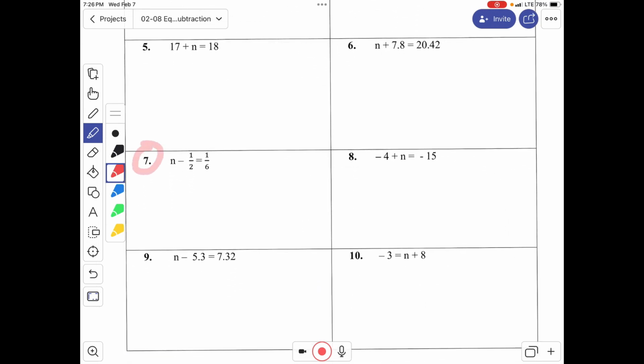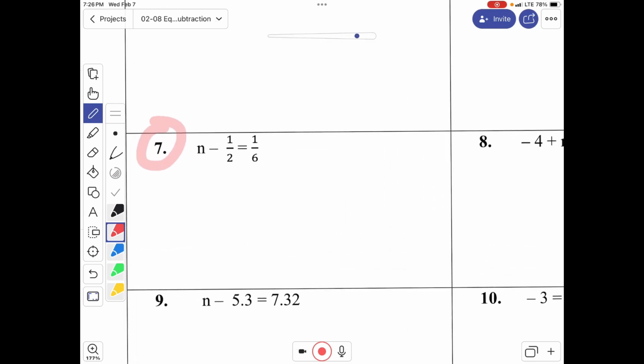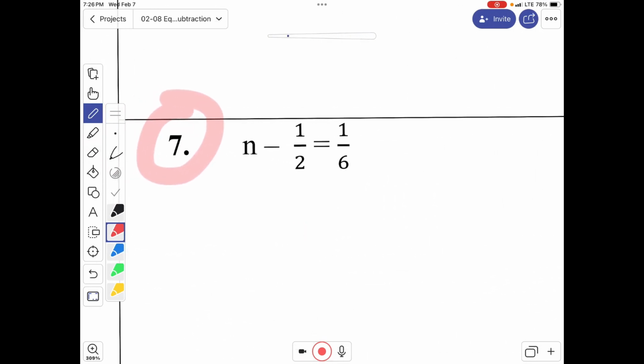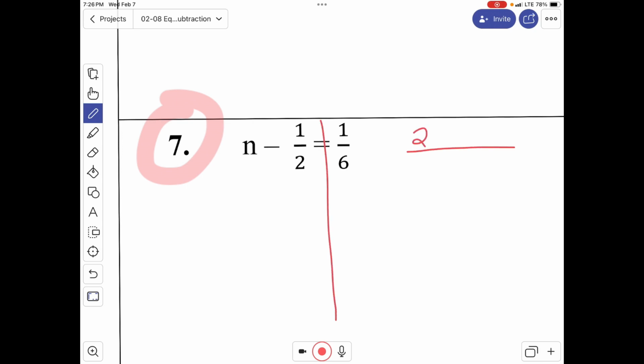Remember, on question 7, you're going to need a common denominator. So if you skip count by 2s and 6s, the first thing they both have is a 6. So the common denominator is going to need to be 6. So what did I do to 2 to make it a 6? I need to do the same thing on top.